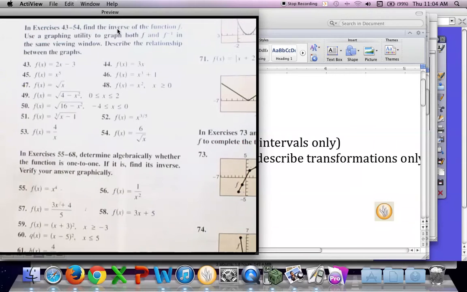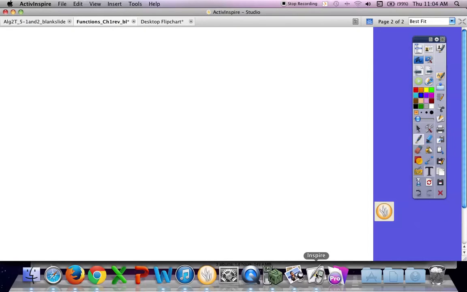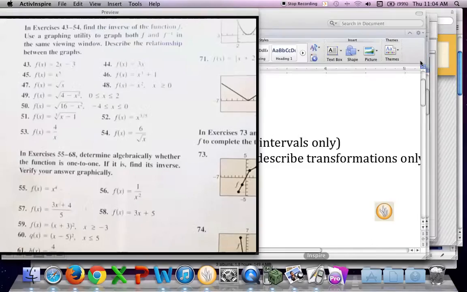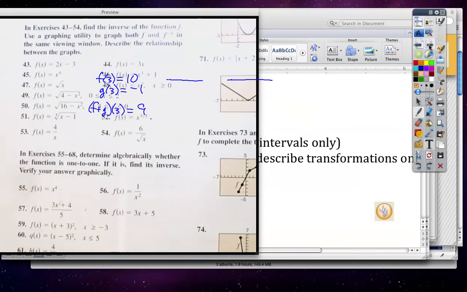So again, what are the steps for finding the inverse once you know that it's one-to-one? Right, let's do one of those. So let's say I'll just do the simplest example. I'll do 43, just to practice those 4 steps.